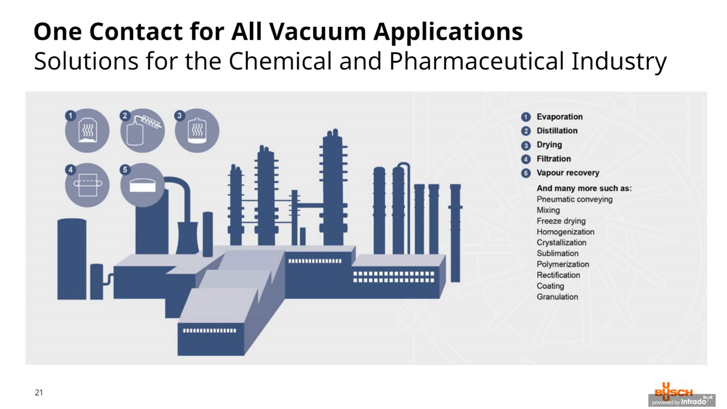Dryers are also common, and they might be something like a Nutsche dryer, or sometimes we have drums or even small-scale tray dryers. Here again, both technologies can be used, but it's really important to ensure that the chemicals being dried don't condense in the pump, if you're using a dry screw.